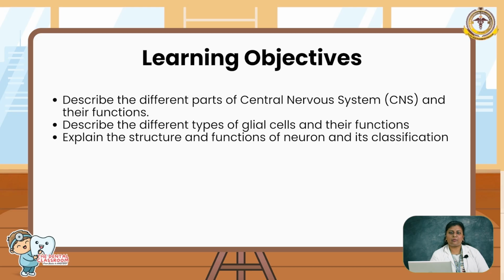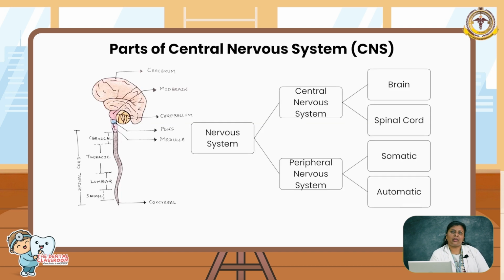So the learning objectives for today's session are: at the end of this session you should be able to differentiate the parts of the central nervous system, describe the different types of glial cells and neuron functions, and explain the functions of the neuron and the classification of the neuron. So moving on to the topic, what is the central nervous system?